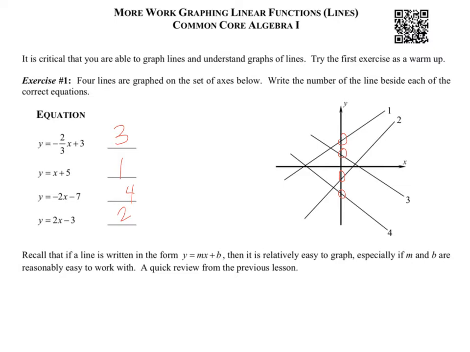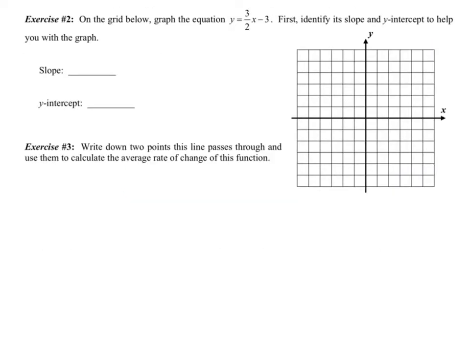Recall that if a line is written in the form y equals mx plus b, then it's relatively easy to graph, especially if m and b are reasonably easy to work with. So let's graph this first equation. First, let's look at the slope. The slope is the m, which is the number in front of x. So 3 over 2. It's positive, so you'll go up 3 over 2. And your y-intercept, since it's a minus 3, that means it's a negative 3.